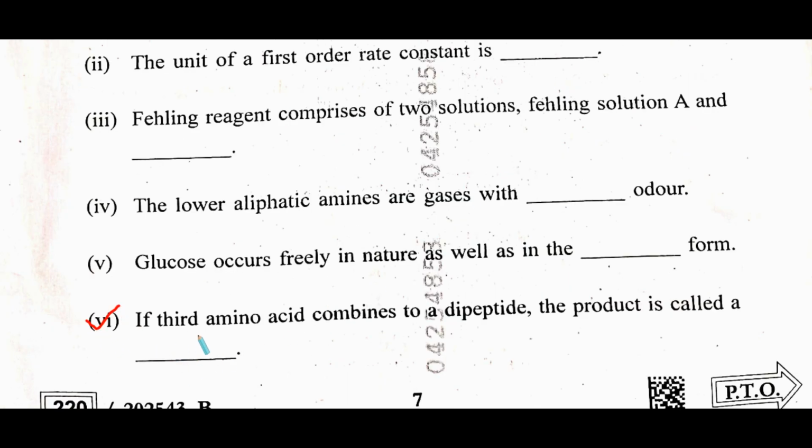Next question, if third amino acid combines to a dipeptide, the product is called, it is tripeptide. It is tripeptide because already it is dipeptide. When amino acids combine with it, it forms tripeptide. The correct option is tripeptide.